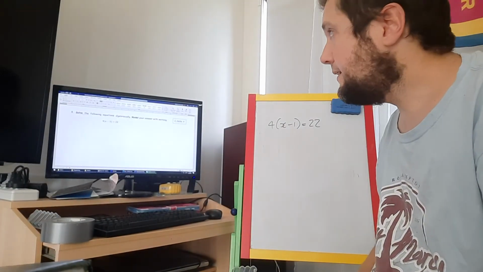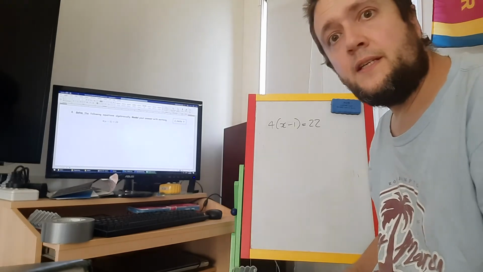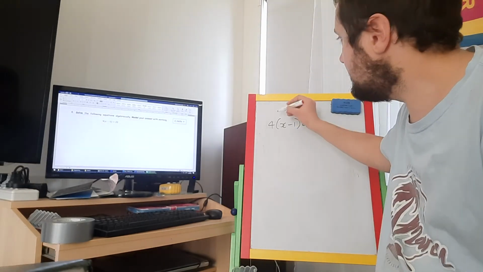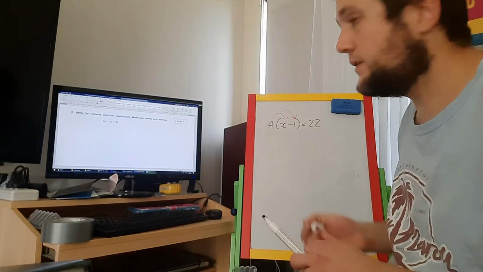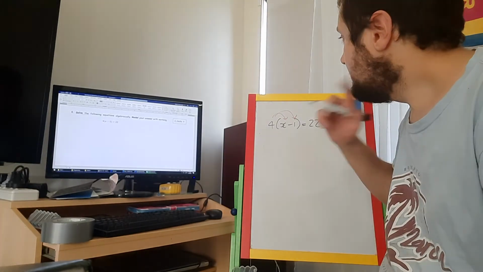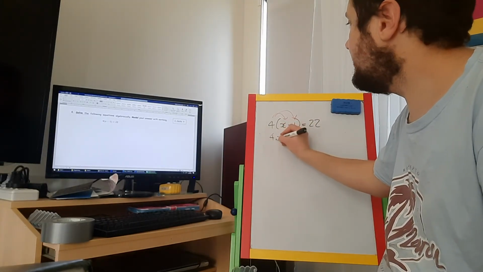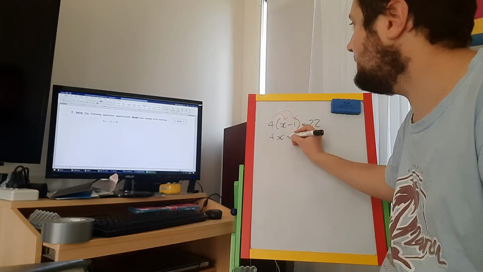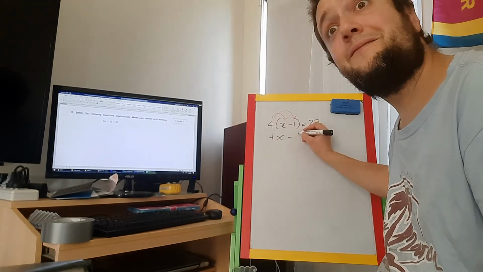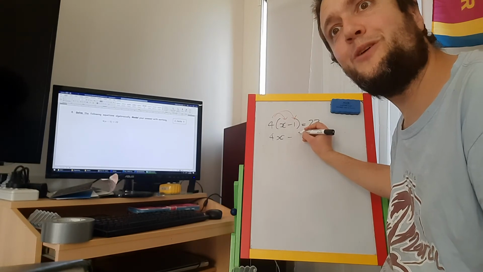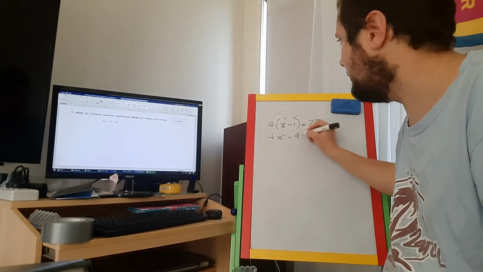Okay, question 8. Solve the following equations. So when you've got brackets like this, you need to expand first. So this is question 8. 4 times x will give you 4x. 4 times negative 1? Negative 4.